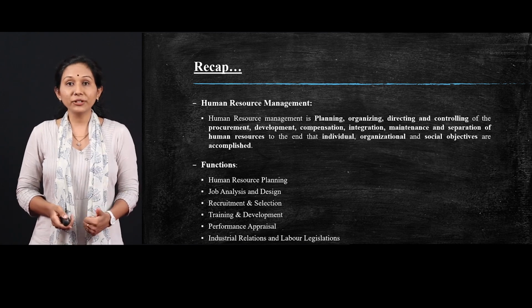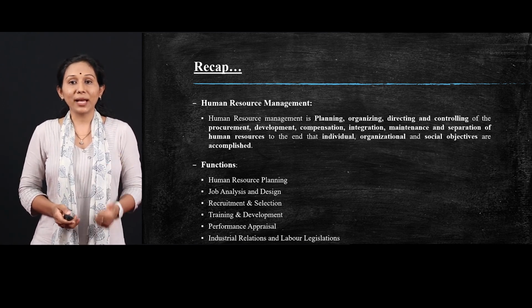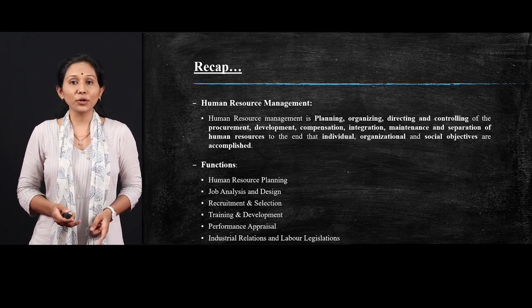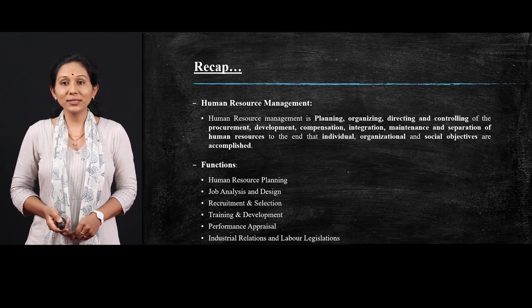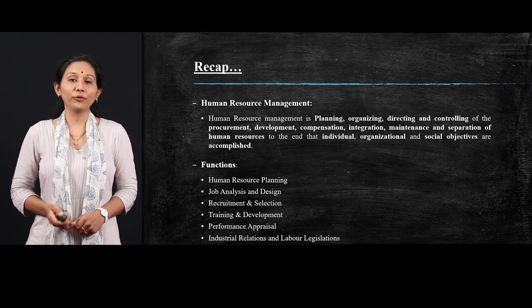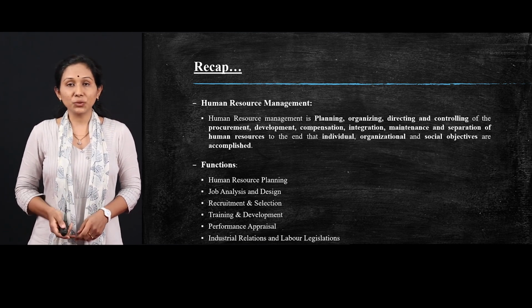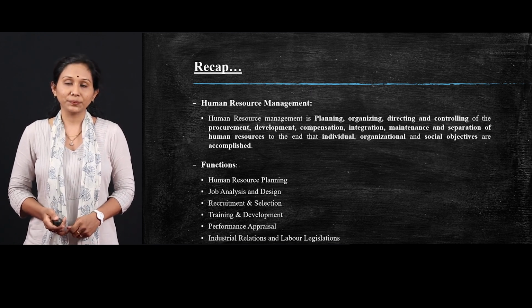We understood the definition of human resource management, that is, it is planning, organizing, directing, and controlling of the procurement, development, compensation, integration, maintenance, and separation of human resources to the end that individual, organizational, and social objectives are accomplished.